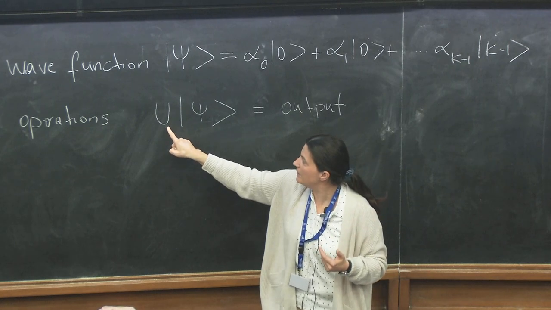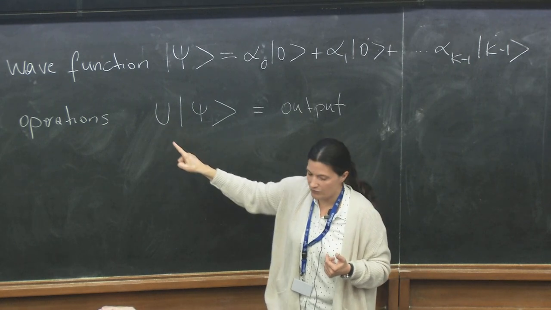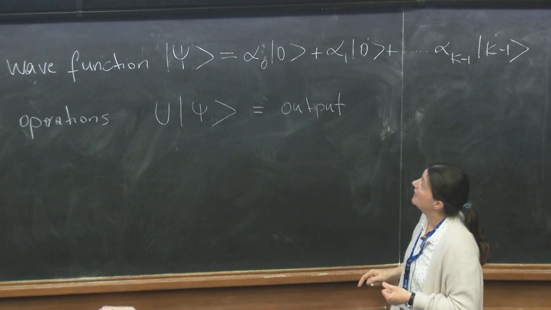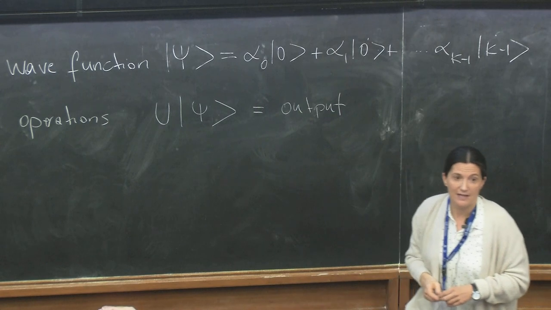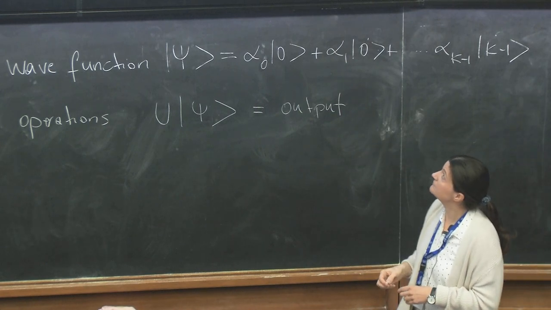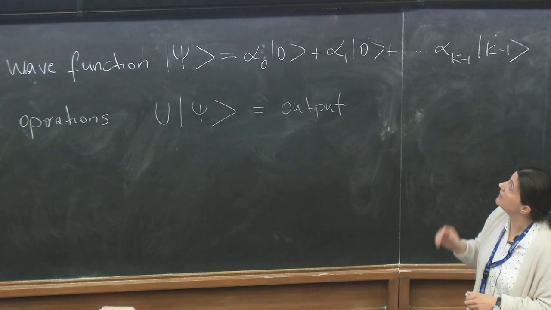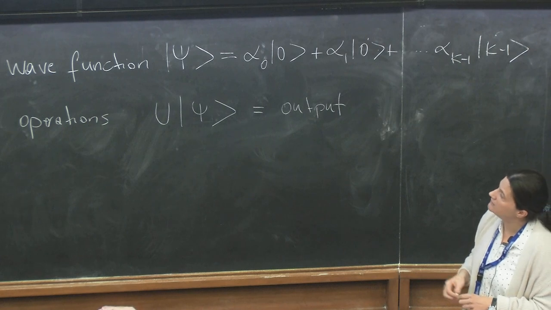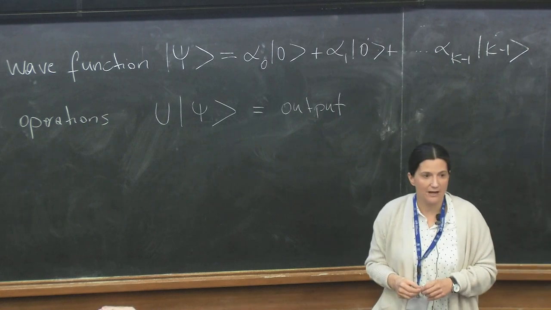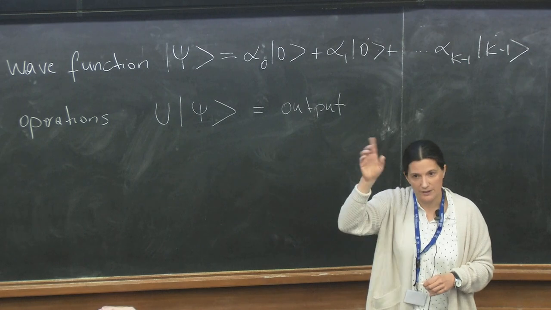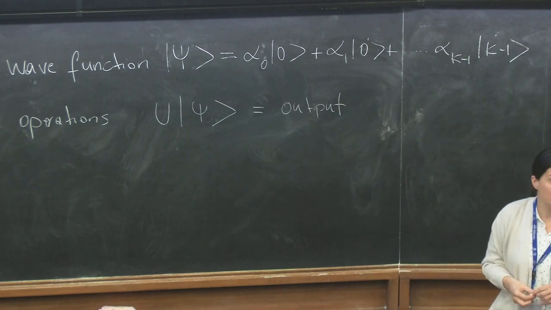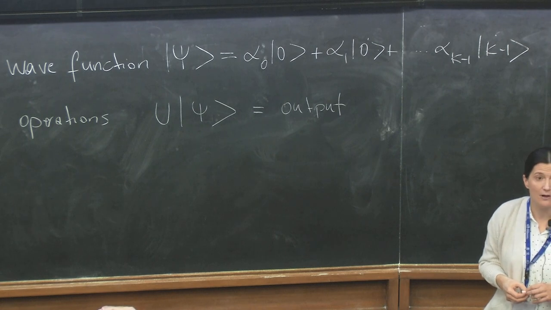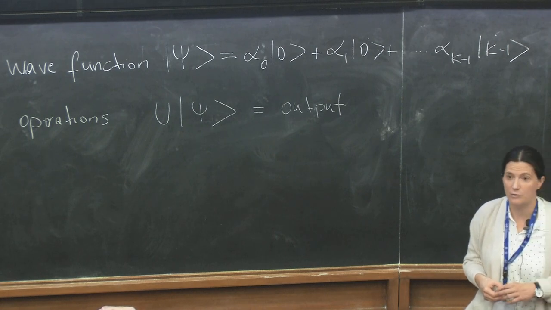So these operators for quantum computing are matrices. And these are unitary matrices. They have a very specific property: if you take the complex conjugate transpose, U dagger, which is the inverse matrix, and multiply it with U, then you get the identity matrix back. And that's a very important feature of quantum computing. It's a very important feature.